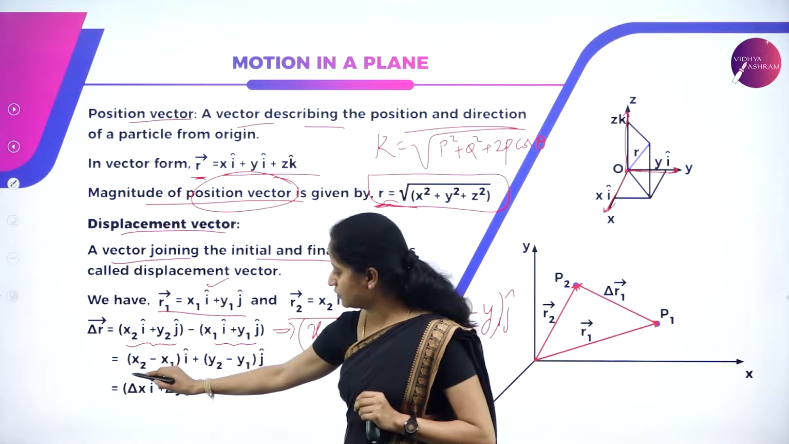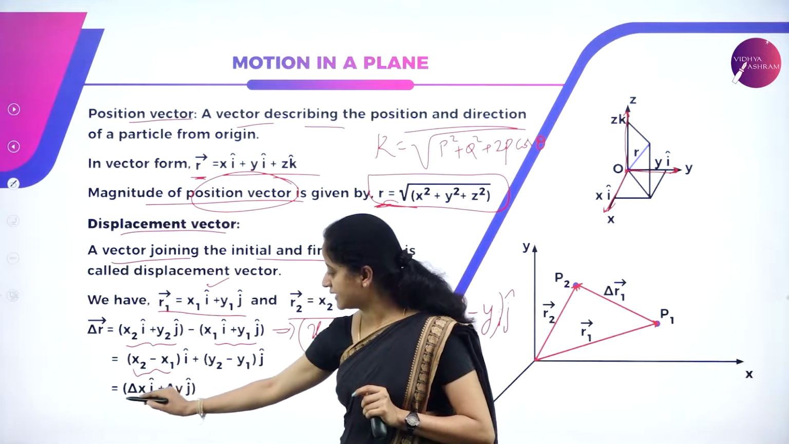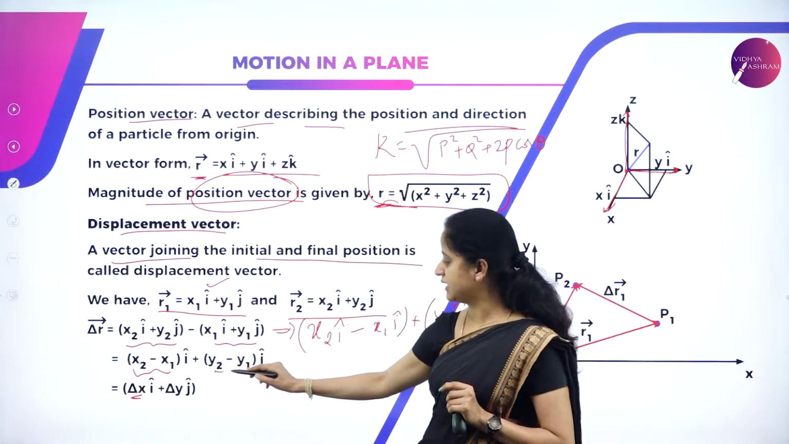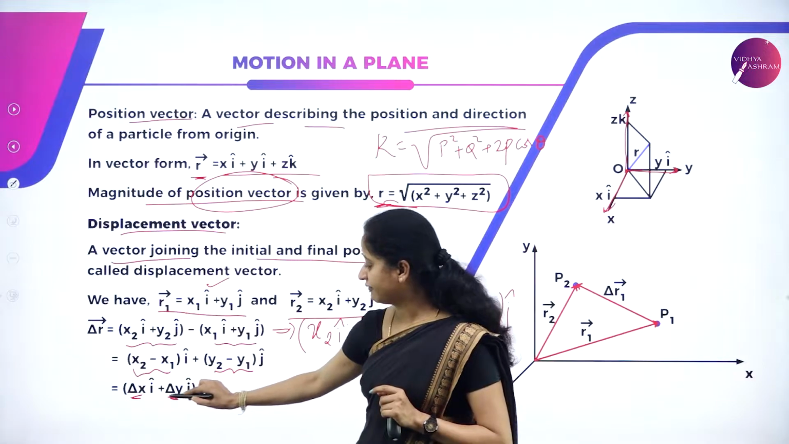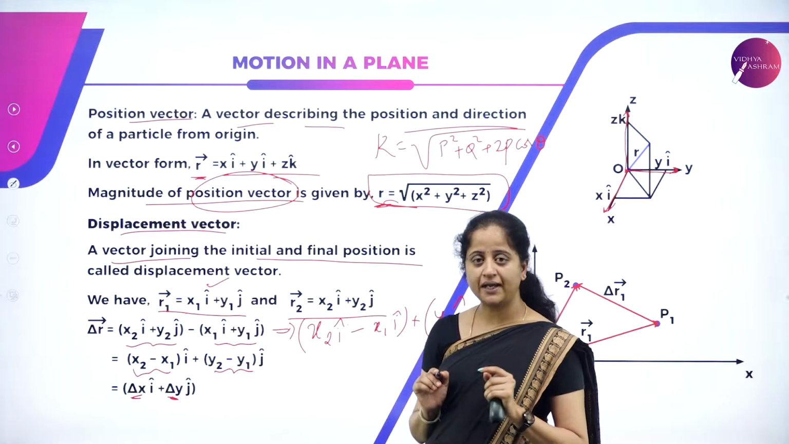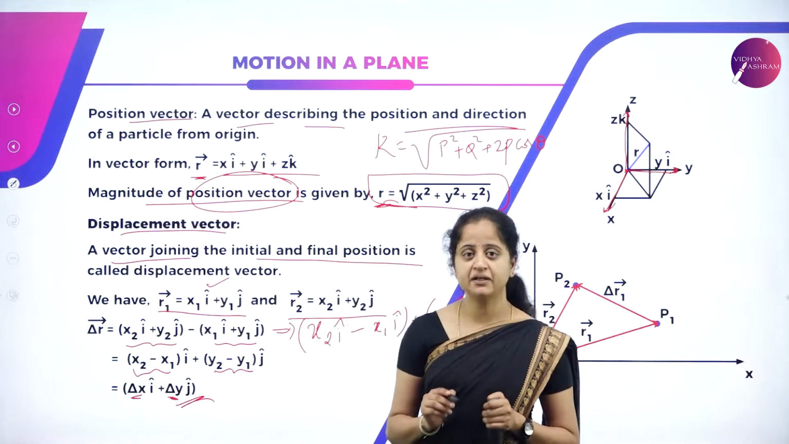So here x2 minus x1 is nothing but the difference in the displacement. So we can write it as delta x into i cap. Similarly here we have y2 minus y1 and it is given by delta y. So delta x into i cap plus delta y into j cap is the displacement vector.